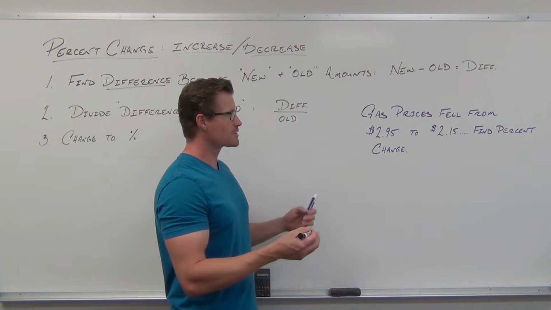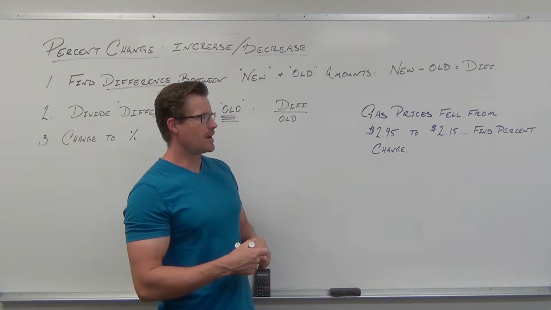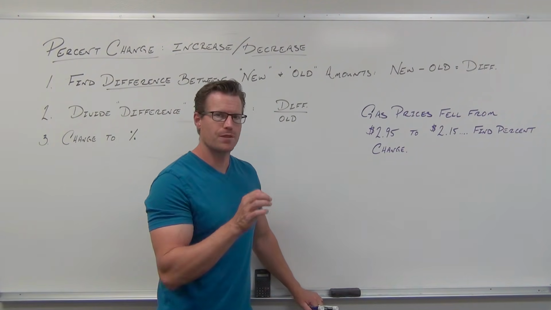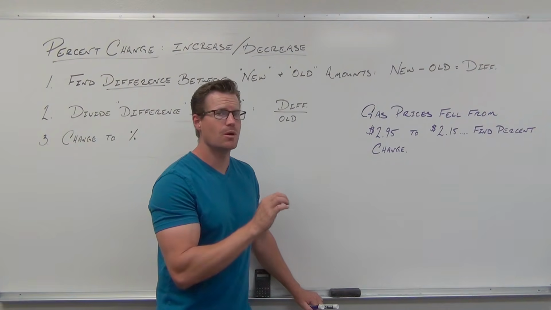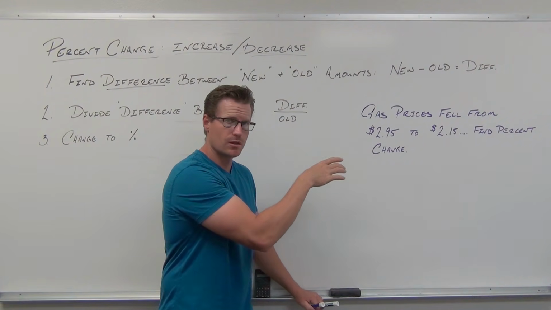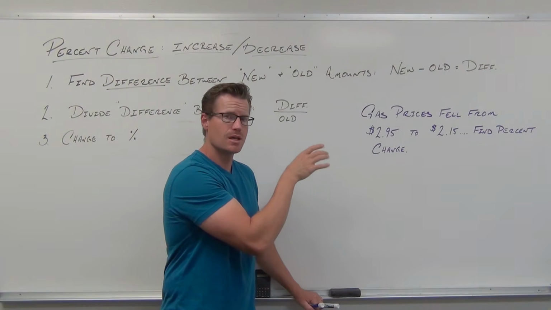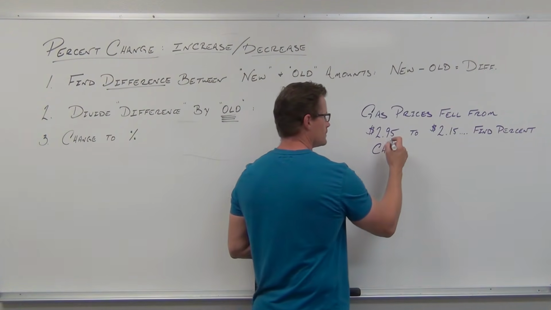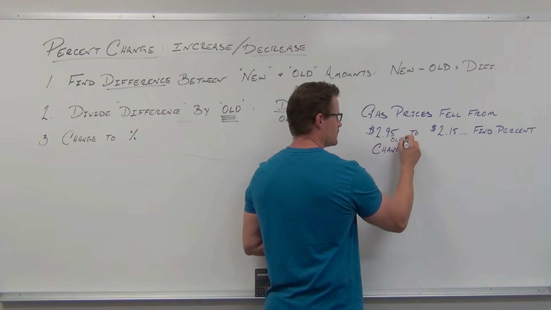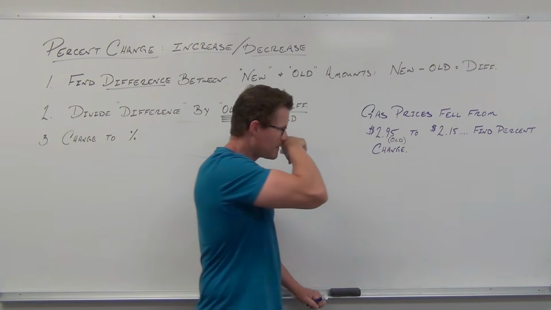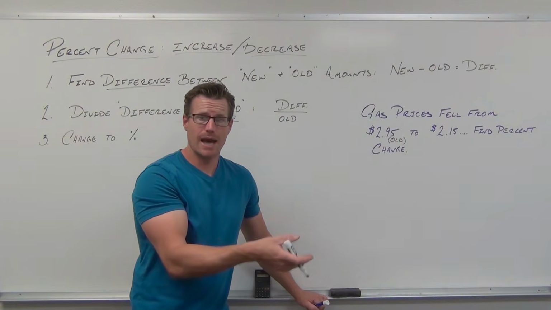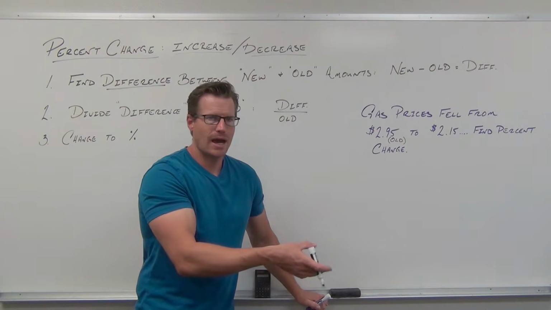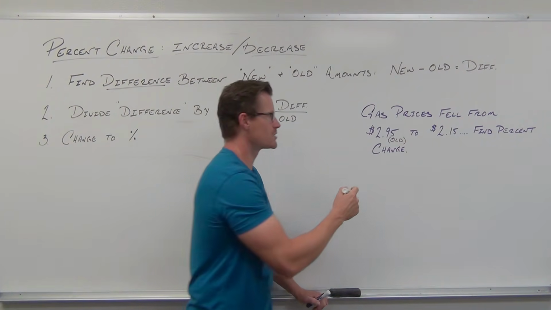So gas prices fell from $2.95 to $2.15. Before you go any further, I'd like you to identify what the old amount is and what the new amount is. Where you started, the first thing given to you, is going to be the old amount, the old value. Where you ended is what you're paying now, the new amount, what the population is now, how much you weigh now, whatever the current amount is, that's your new amount.